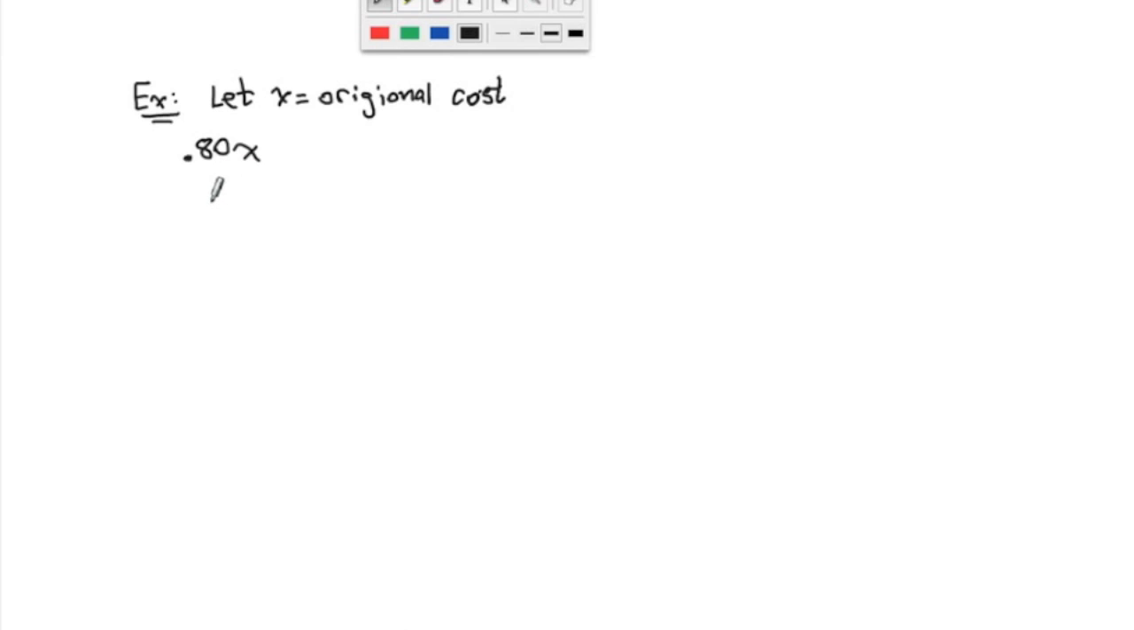So it sets up as, well, I took 20% off of x, which is the same thing as 80% of the cost. And 80% of the cost must equal $375, the sale price. How do you solve for x? Divide by 80%. So you're going to get x is equal to 375 divided by 0.8, better known as 468.75. So the original cost of this TV was $468.75.